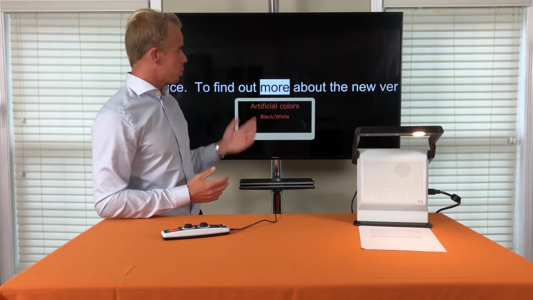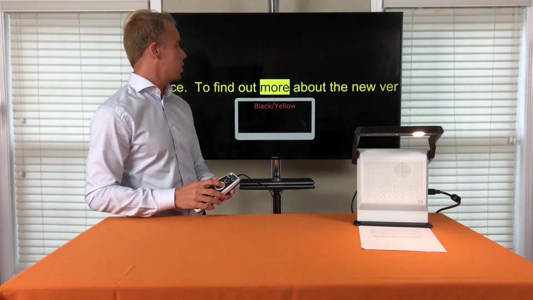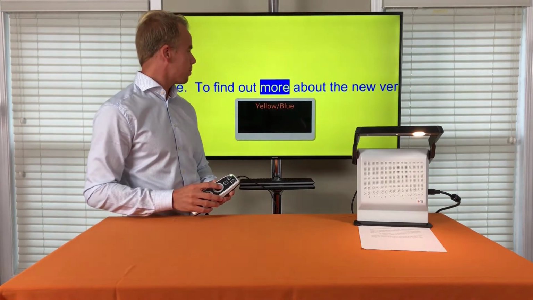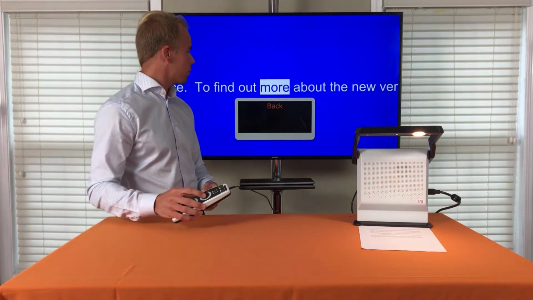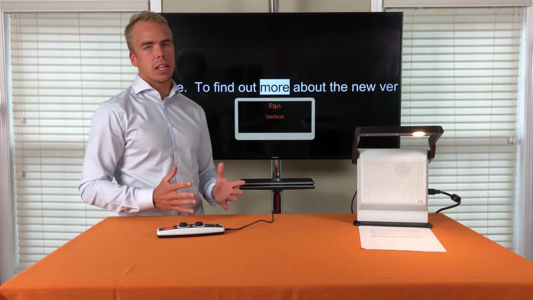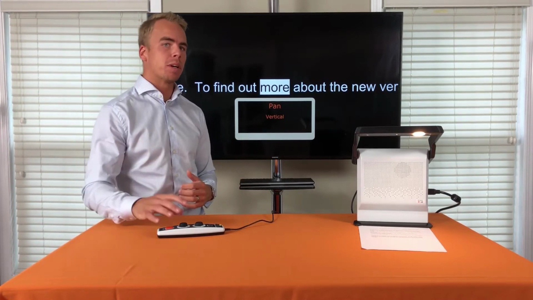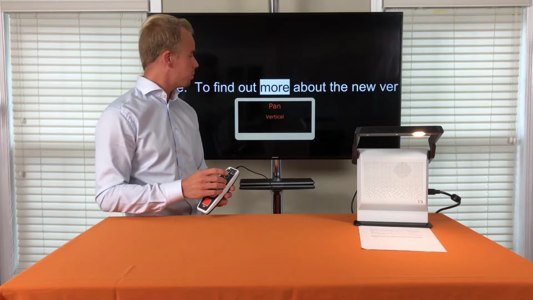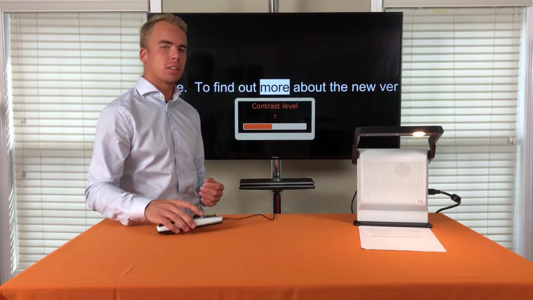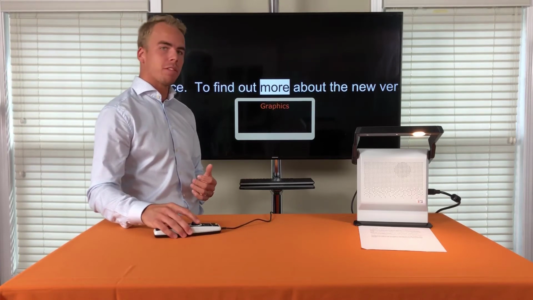Artificial colors. I can change artificial colors. Press to select. White on black, as we have now, is a popular one, but I can also choose others: black on white, yellow on black, black on yellow, green on black, black on green, red on black, black on red, yellow on blue, blue on yellow, white on blue, blue on white. Back. So let's keep the white on black. Pan. I can pan when I have a scan picture. I can pan horizontal or vertical with my mouse connected to the MagniLink Voice. Turn the other knob to adjust. Contrast level. I can adjust the contrast if I need to increase or decrease the contrast. 7 will be the standard. Back. That's it with graphics.